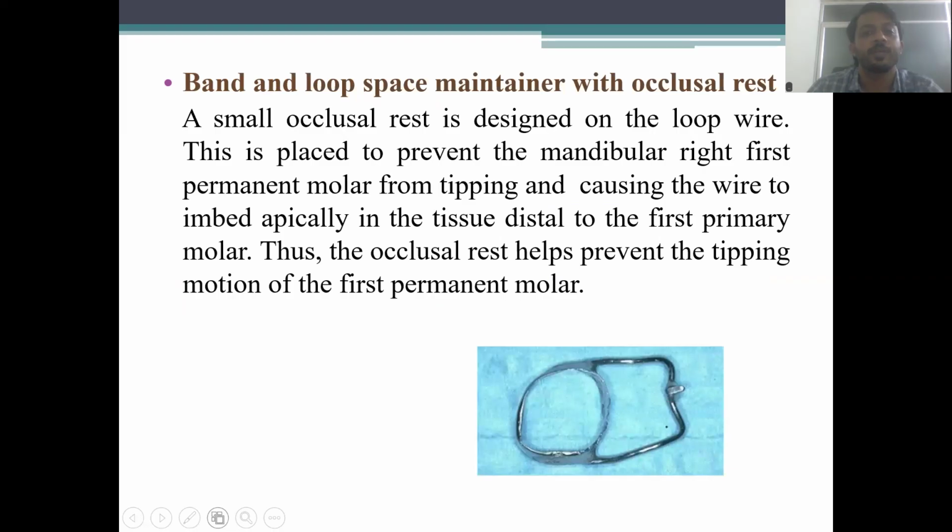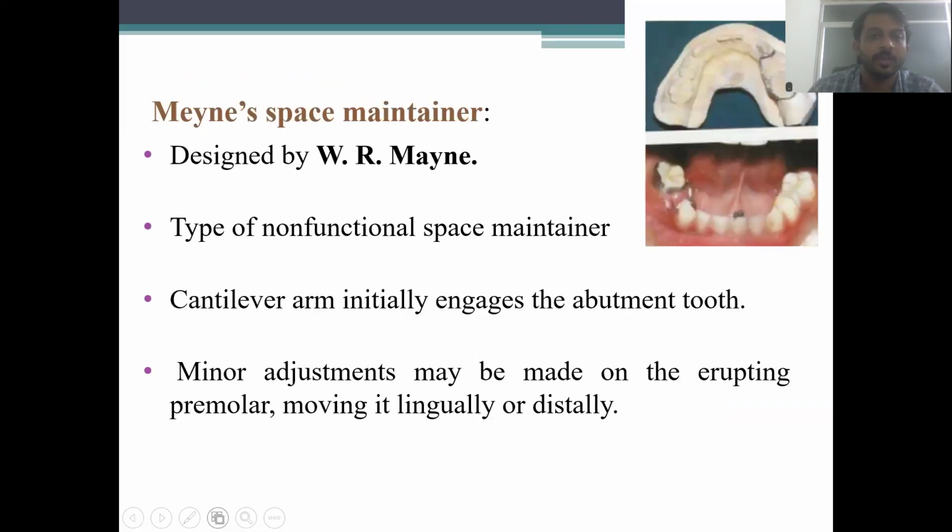Next is band and loop space maintainer with occlusal rest. A small occlusal rest is designed on the loop wire. This is placed to prevent the mandibular first permanent molar from tipping and causing the wire to impinge apically in the tissues distal to the first primary molar. Thus, the occlusal rest helps prevent the tipping motion of the first permanent molar. That is the band and loop space maintainer with occlusal rest. Next is the Maney space maintainer, which was designed by W.R. Maney. It is a type of non-functional space maintainer. The cantilever arm initially engages the abutment tooth. Minor adjustment may be made on the erupting premolar, moving it lingually or distally.